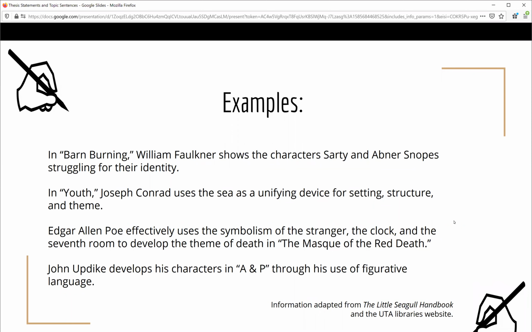Here are some examples of basic thesis statements that you can craft when writing about literature. In "Barn Burning," William Faulkner shows that the characters Sarty and Abner Snopes are struggling for their identity. In "Youth," Joseph Conrad uses the sea as a unifying device for setting, structure, and theme. Edgar Allan Poe effectively uses the symbolism of the stranger, the clock, and the seventh room to develop the theme of death in "The Masque of the Red Death." Finally, John Updike develops his characters in "A&P" through his use of figurative language.